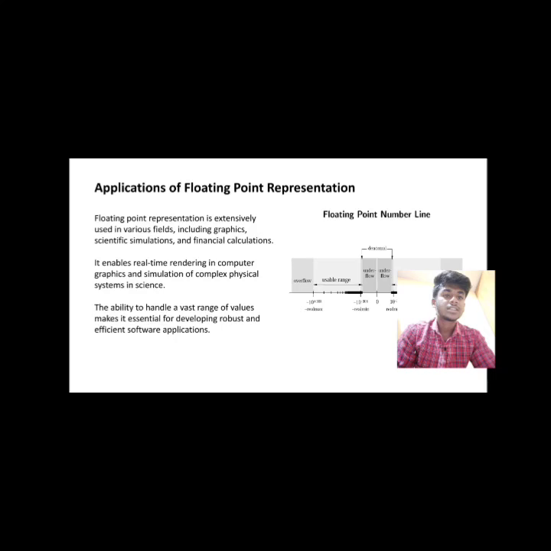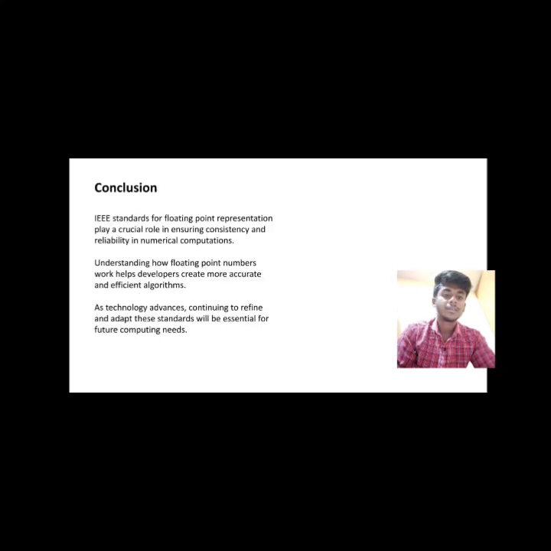Applications of floating point. It is extensively used in various fields, including graphics, scientific computing, simulation, and financial calculations. It enables real time rendering in computer graphics and simulation of complex physics systems in science. The ability to handle a vast range of values makes it essential for developing robust and efficient software applications.